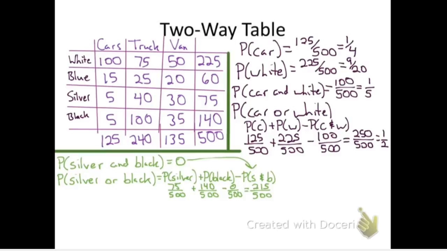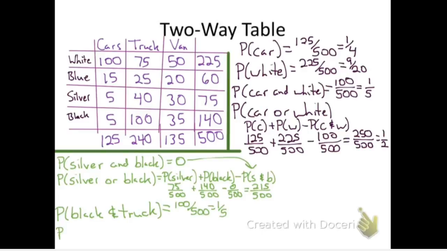Okay, well, what if we said the probability it's black and a truck? So black and a truck, that means it has to be in the black and it has to be truck. So the only thing that they have in common here in the and is the 100. So that's going to be 100 out of 500 or 1/5.